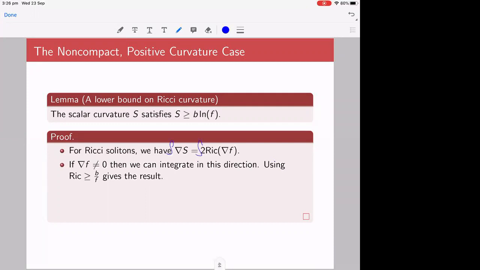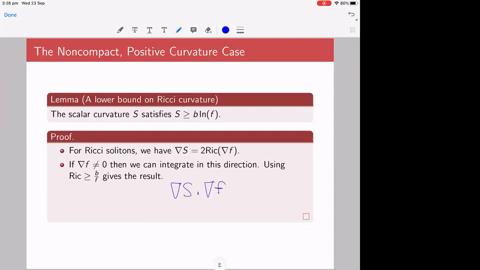Being a bit sloppy with notation there. So of course, remember that the Ricci curvature is actually greater than or equal to b on f. So what this actually tells us is that the gradient of the scalar curvature is greater than or equal to twice the... gradient of the scalar curvature, that doesn't make any sense, because this isn't what we really should be doing, which is integrating this in a particular direction.